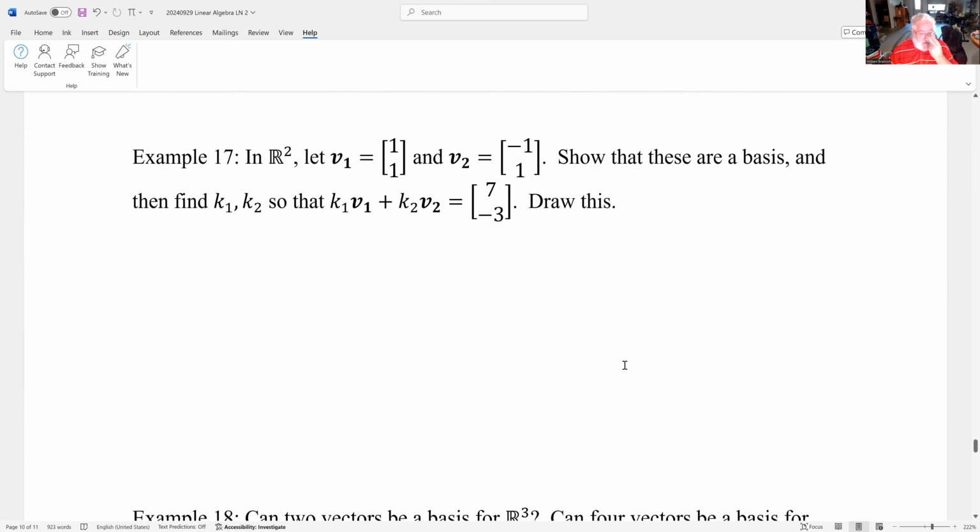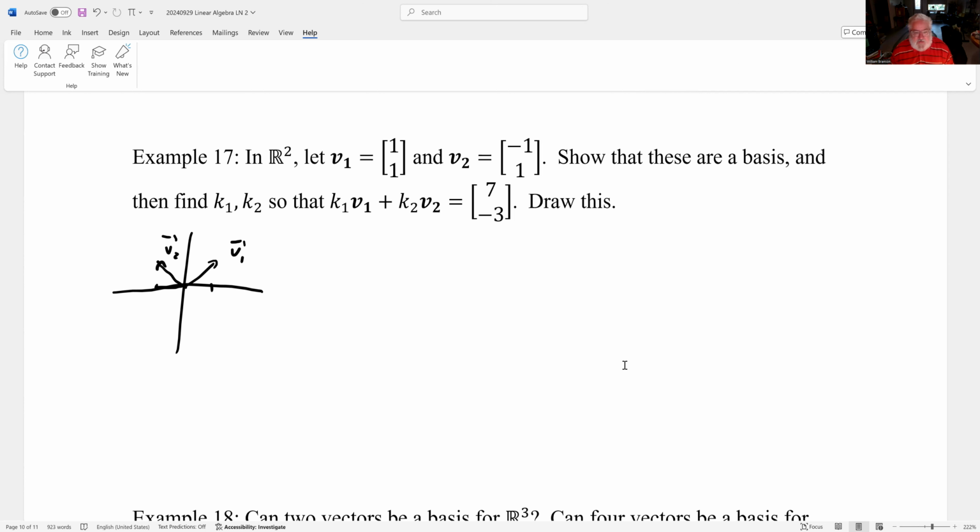So, can other things be a basis? Sure, V1 equals (1, 1) and V2 equals (-1, 1). Geometrically, this isn't actually that hard to look at, right? V1 is this, 1 unit in the x direction, 1 unit in the y direction. V2 is minus 1 unit in the x direction, and then 1 unit in the y direction. So that's V2. They point in different directions, and so in 2 dimensions, you can say, well, they're linearly independent.